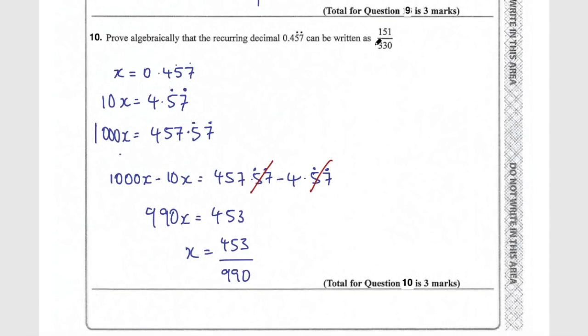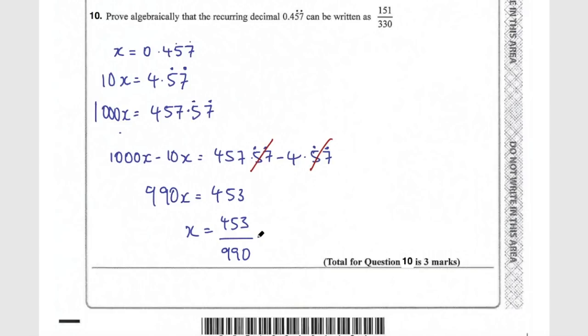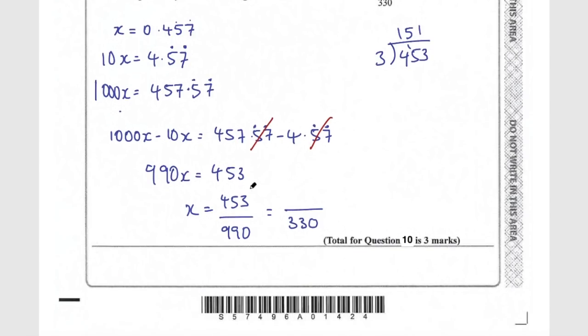have a look at the fraction we're looking for. So we're looking for 151 divided by 330. So if I divide 990 by 3, that will give me 330. And then 453 divided by 3, let's see what that is. So 3 goes into 4 once, carry the 1, 3 into 15 is 5 times, 3 into 3 is 1. So 453 divided by 3 is also 151.